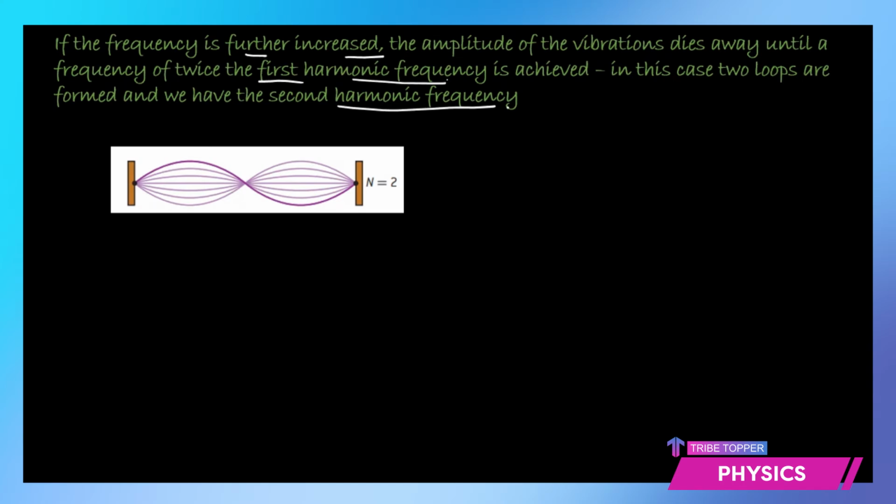You can now go on increasing the frequency of the oscillator so that you can get 3 loops, 4 loops, or 5 loops. Accordingly, where you get the 3 loops, the oscillations die out and then they again generate 3 loops. So that is going to be the third harmonic. And when you have 4 loops, that's going to be the fourth harmonic, and the fifth harmonic, and so on, right?